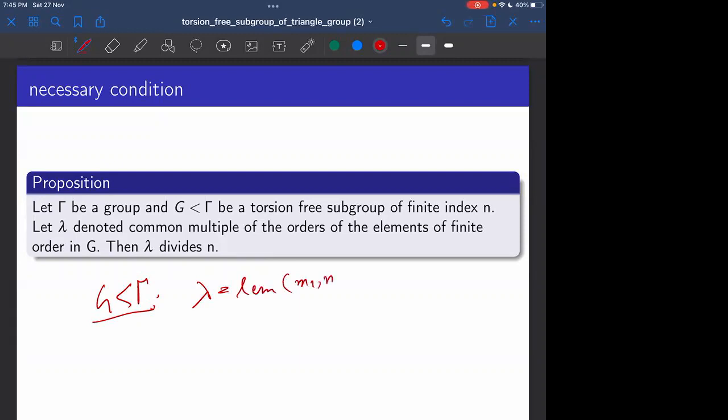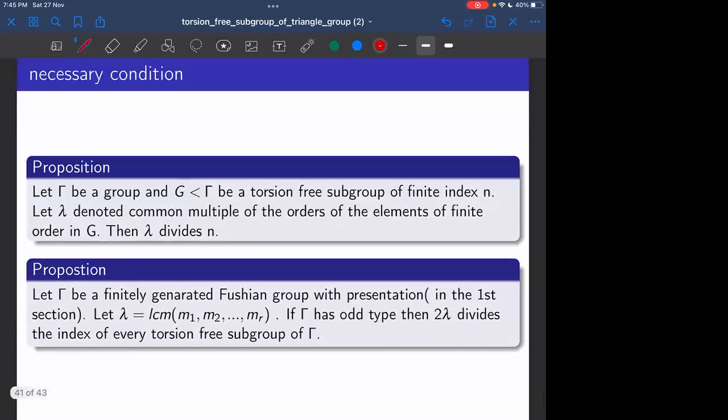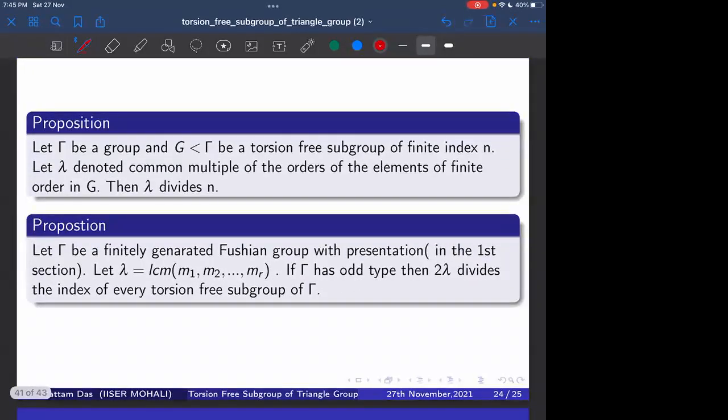then the lambda, which is the LCM of all the M_i, which are the usual thing, then lambda divides N. Another thing: if gamma has odd type, then 2 lambda will divide the index, and it's a finitely generated Fuchsian group. Oh, sorry, divides the finite index N.